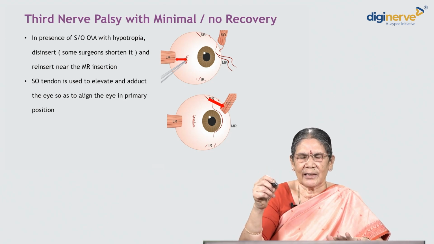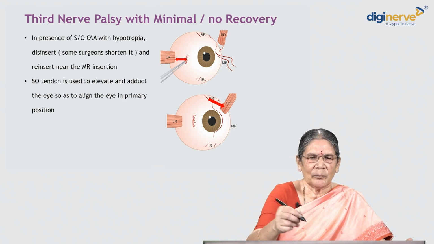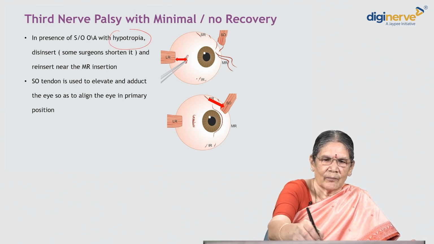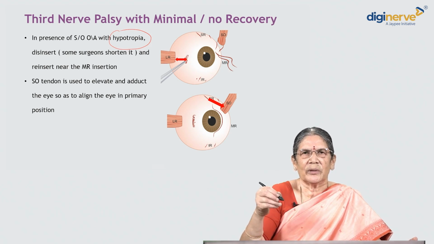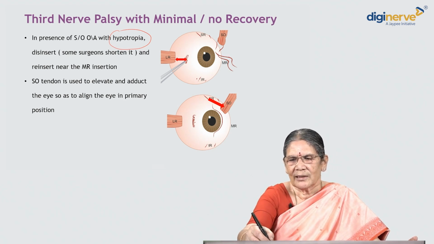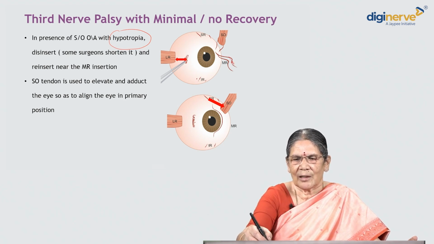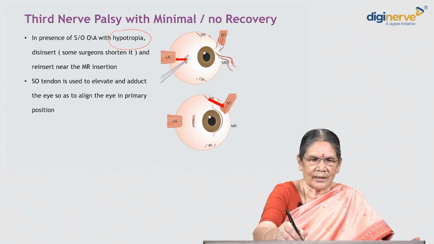Then next comes, as a muscle sequela, the superior oblique will overact. Its normal action is depression, so in its overaction there will be more hypotropia. So, what we can do is disinsert the superior oblique muscle. Some surgeons even shorten it and then bring that superior oblique muscle to the insertion of the medial rectus muscle, along with a recession of the lateral rectus.